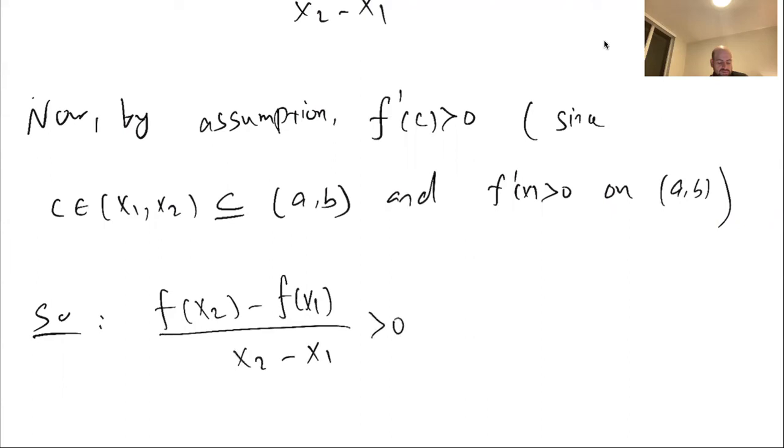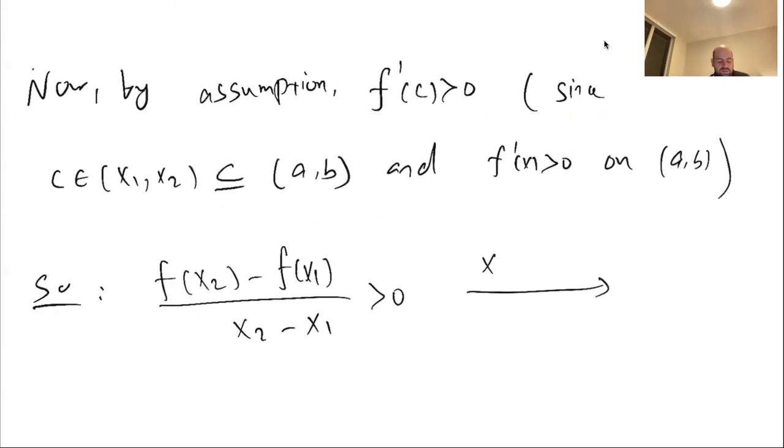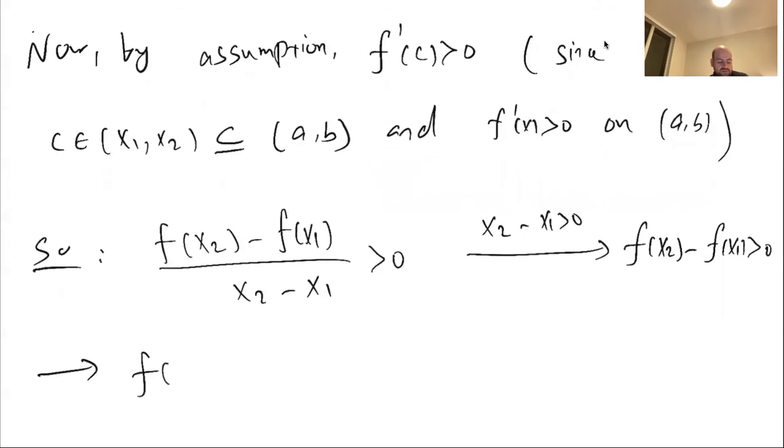is positive. Now I have a fraction which is positive, and the denominator is positive because remember my assumption is x1 is less than x2, so x2 minus x1 is positive. I have a fraction which is positive, the denominator is positive, so that means the numerator must be positive as well. So f of x2 minus f of x1 is positive, and that means f of x2 is bigger than f of x1 as desired.